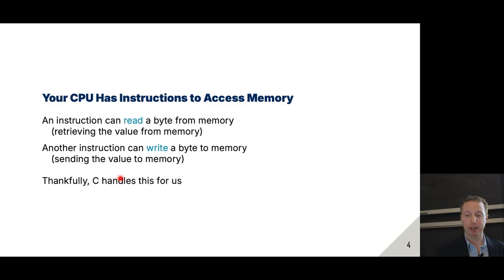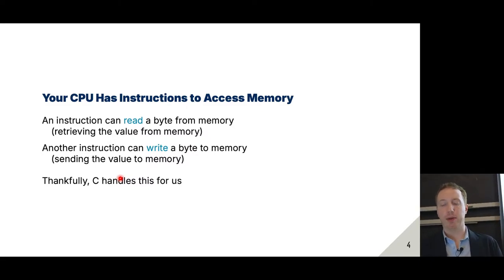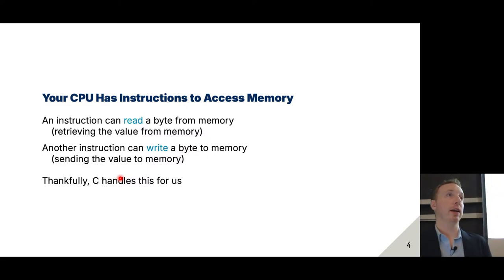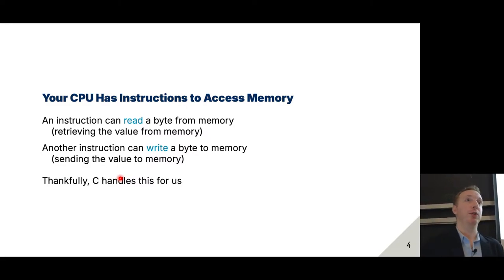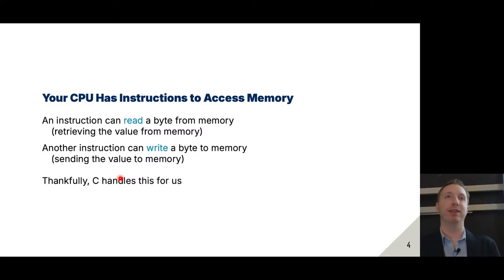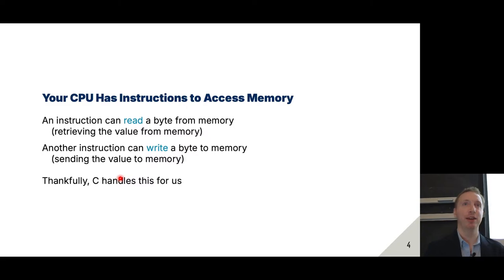So an instruction can read a byte from memory. That means it retrieves that value that is stored in memory, and then the CPU can access it. And another instruction can also write a byte to memory, so you can transfer some information from the CPU to memory. Thankfully, in this course, you don't have to deal with that. This is why we use programming languages, because that is very, very tricky to get right and very, very tedious.